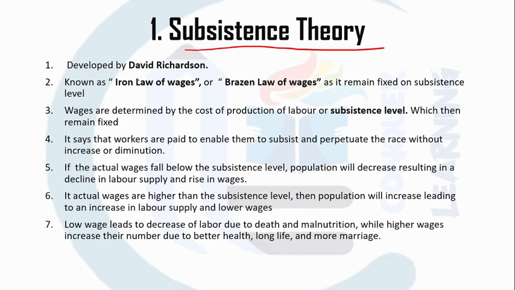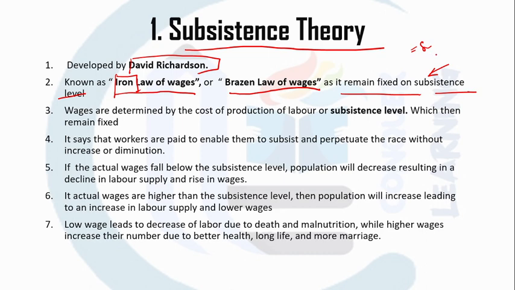subsistence theory. This was given by the author, or you can say the person, called David Ricardo. This theory is also called the iron law of wages or the brazen law of wages. Why it is called the iron law of wages, we will explain. The reason is it remained fixed at the subsistence level. Now, what do you mean by subsistence level? The subsistence level is nothing but what is required only for survival, merely the survival level. So that is called the subsistence level.